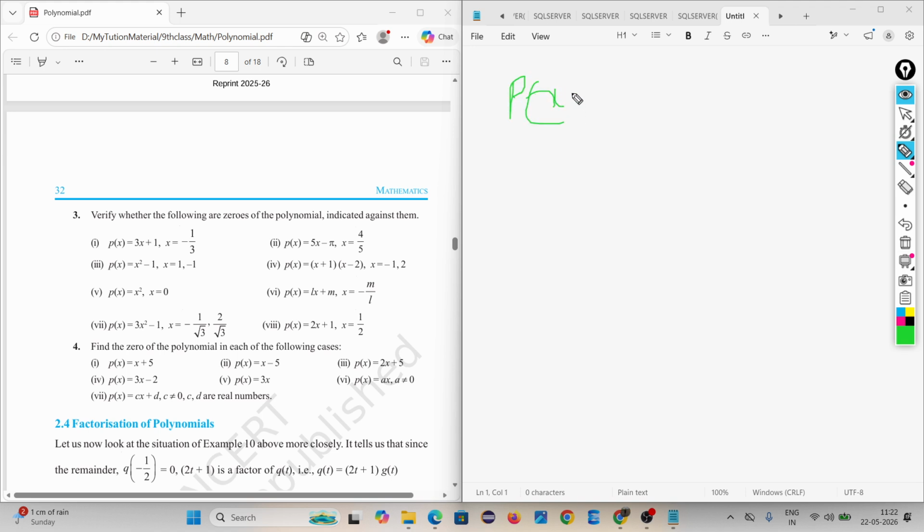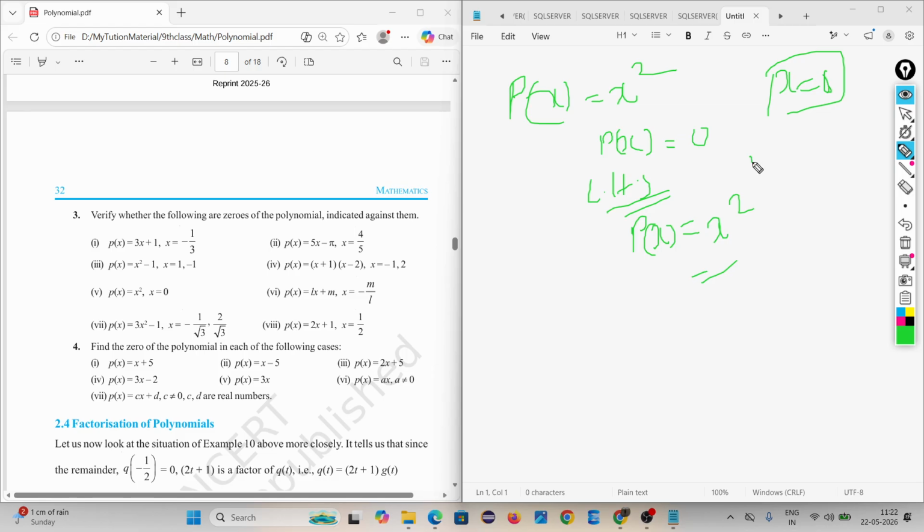P of x equal to x square. This is a polynomial, and one zero is given, x equal to 0. You have to check. What is the meaning of zero? P of x should equal 0. Then take LHS: P of x equal to x square. Put the value of 0, because here x equal to 0. 0 square equal to 0. So x equal to 0 is a zero of the polynomial. At last you have to write zeros of the polynomial.